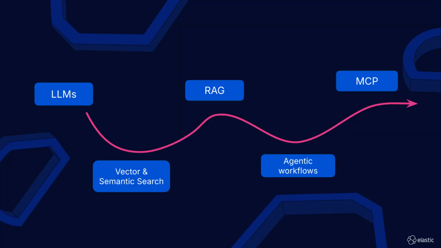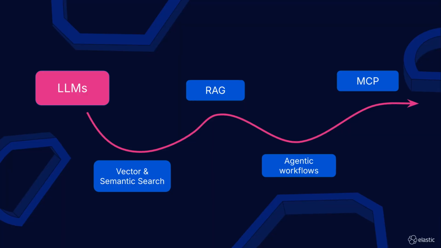We're going to break this down into 4 main chapters. First, LLMs. How can you use these models? What can you do with them? What type of models there are and how they can be really powerful on their own.